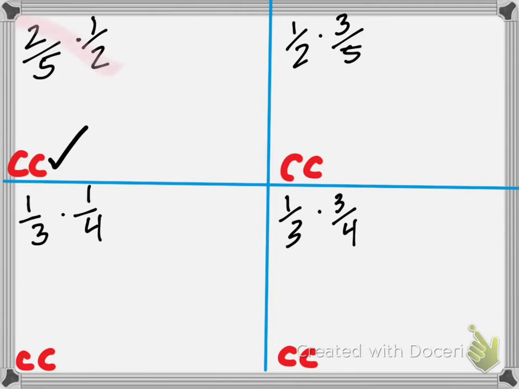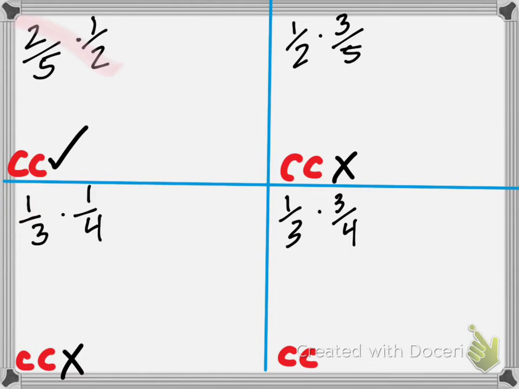What about the next one? 1/2 and 3/5. Can I cross cancel anything there? We cannot cross cancel. None of these share a common factor. What about this next one? 1/3 and 1/4. Can I cross cancel those? No, we cannot. You cannot get rid of a 1. The 1 is the smallest thing that we have.